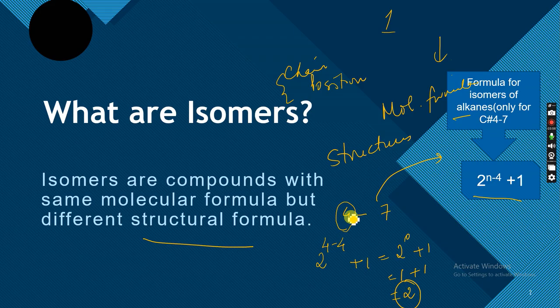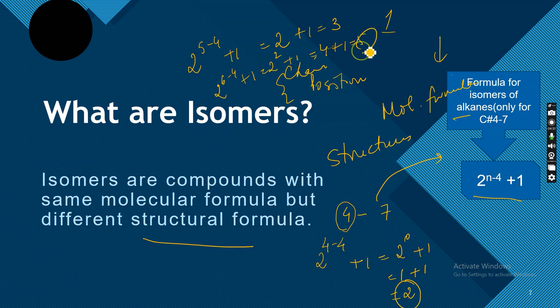Same way for pentane, n is 5: 2 to the power 5 minus 4, plus 1. 5 minus 4 is 1, so 2 plus 1 equals 3. So pentane has 3 isomers. For hexane, n equals 6, so 2 to the power 6 minus 4, plus 1, that is 2 squared, which is 4, plus 1 equals 5. So hexane has 5 isomers. Till heptane we can find it out with this formula.